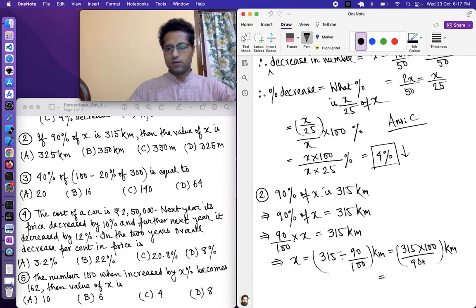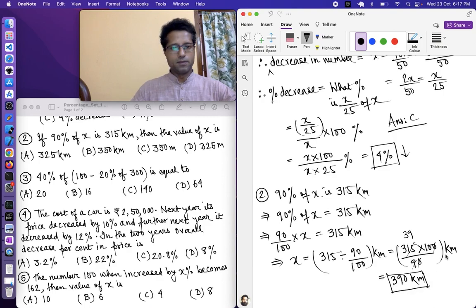After simplification, what it becomes: the two 0s cancel, and I hope 9 divides 315 with 37 and 9. So 390 kilometers. Hence, x is 390 kilometers. But it is not in the choices. Maybe I did some mistake. Let me check. Okay.